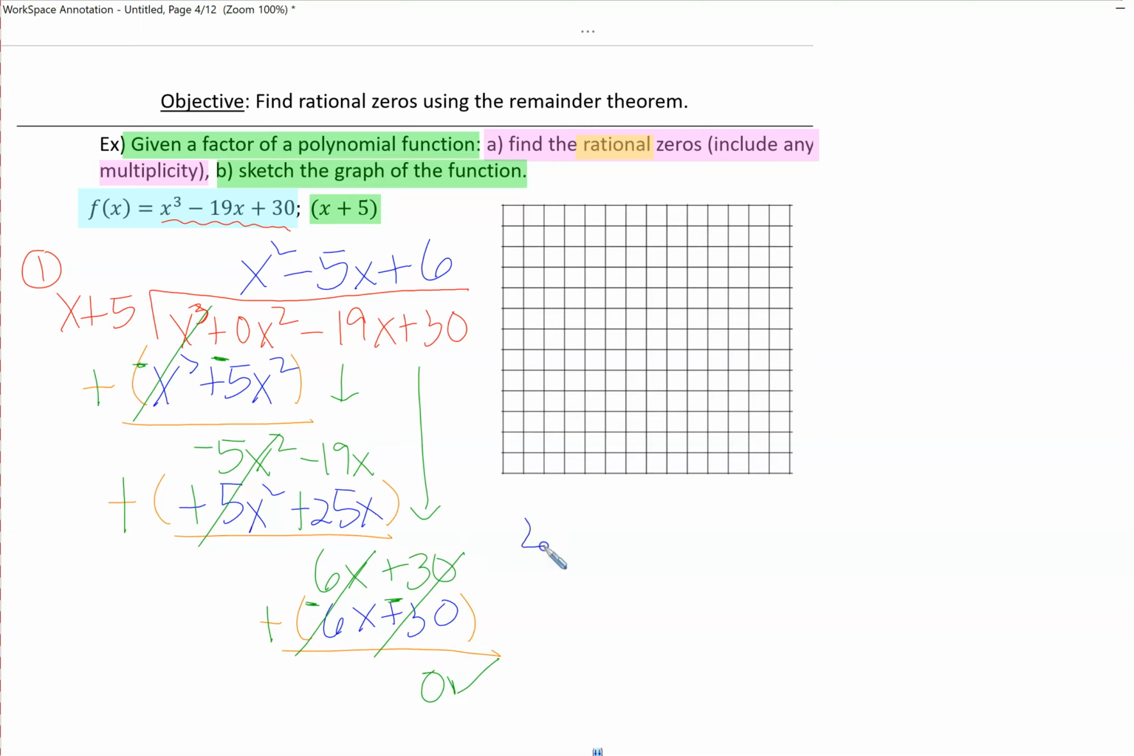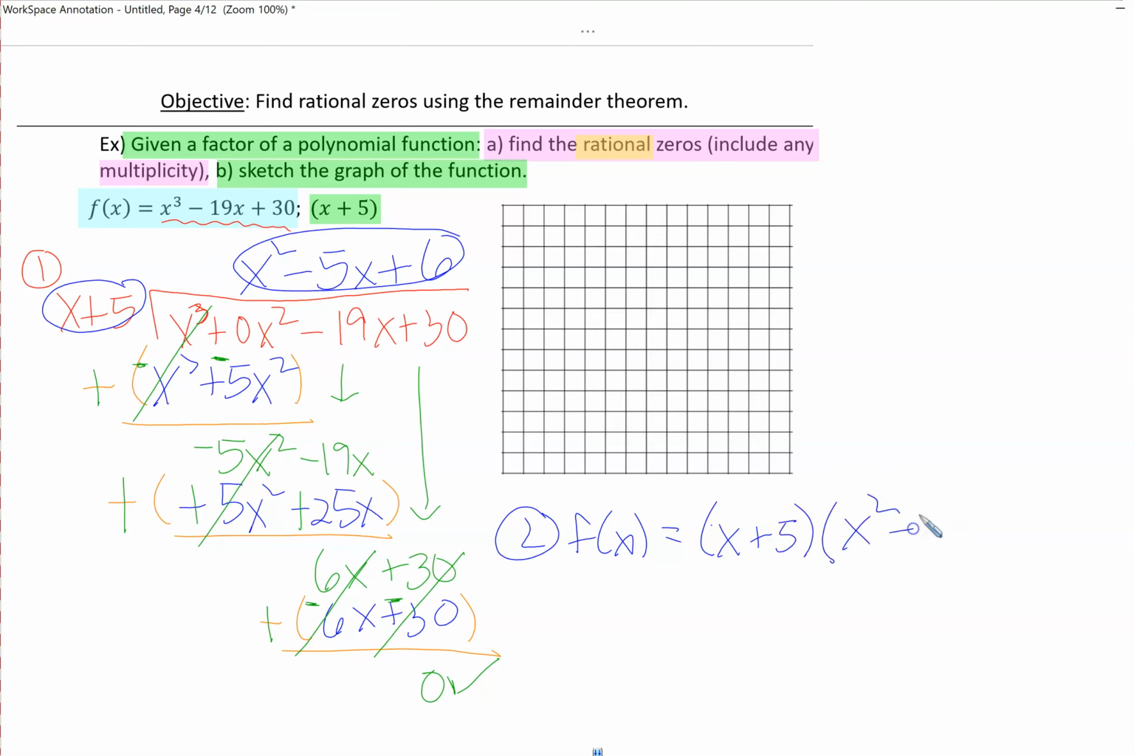So now what I want to do is realize that my quotient times my divisor equals my dividend. So my function f of x, which is x cubed minus 19x plus 30, can also be written as a product of my divisor of x plus 5 and my quotient of x squared minus 5x plus 6. So this is where we're going to factor this further so that we can get at the rest of the zeros.